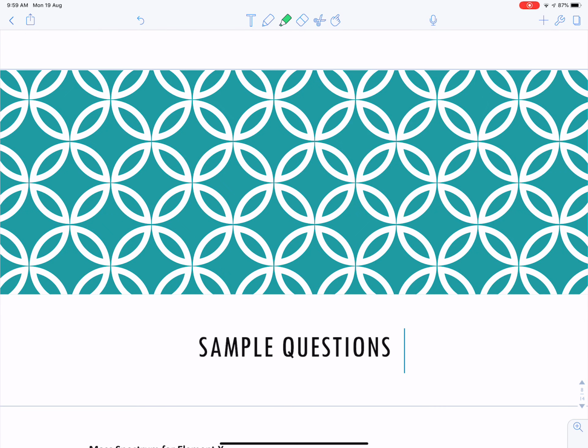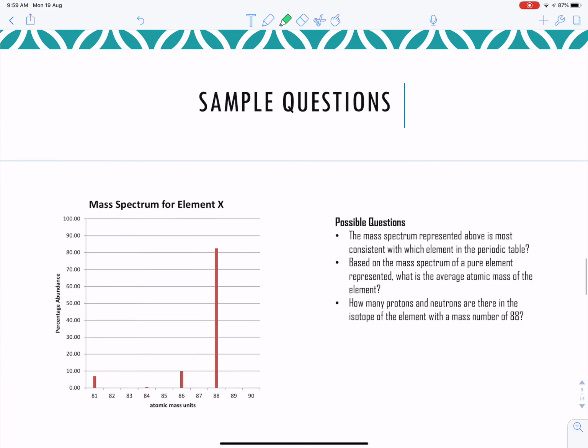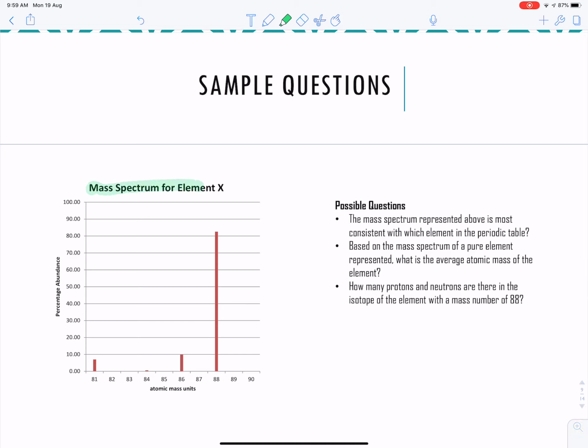Now, let's look at some of the sample questions that normally come out in AP. For example, you're given the mass spectrum of an element X, so that we don't know what this element is. The question is, the mass spectrum represented above is most consistent with which element in the periodic table? How do we do that? Then second, based on the spectrum of a pure element represented, you're asked for the average atomic mass. So the first one was the identity of the element. The second one is the average atomic mass. And specifically, it's asking for the isotope with the mass number 88, how many protons and neutrons are there. So let's see.